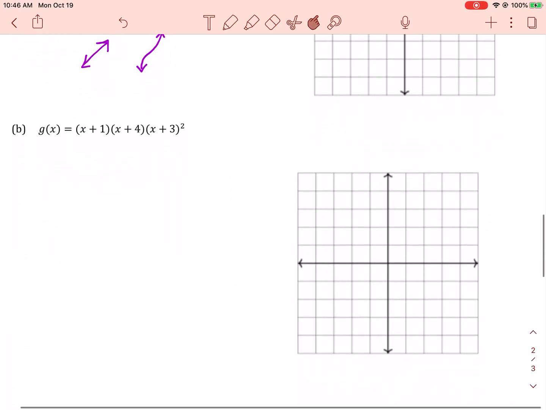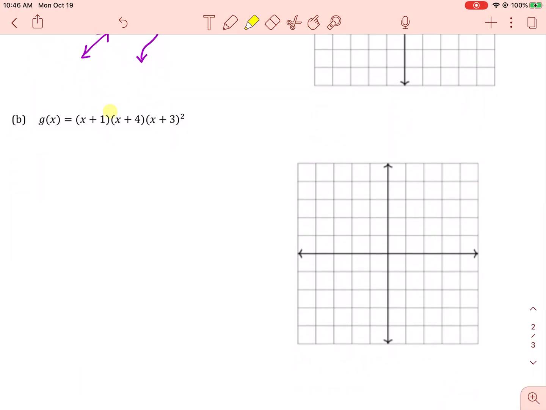Let's look again at this next one. We'll look at those powers. When there's no power, there's always a 1 up there. So for the degree, we add up all our exponents because it's all being multiplied. So 2 plus 1 plus 1 is degree 4. It's even, and the coefficient up here is positive. So it's going to look like this, right? Both ends open to the top.